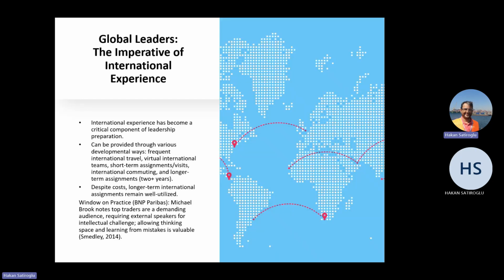So some global perspectives are here. International experience has become a critical component of leadership preparation because organizations like to go international nowadays. They want to go beyond national borders, and they want to invest in different countries. So in an increasingly interconnected world, global fluency is non-negotiable. Leaders' international experience is more than just a resume builder. It is crucial for developing adaptability, cross-cultural empathy, resilience to cultural shocks, and strategic oversight.